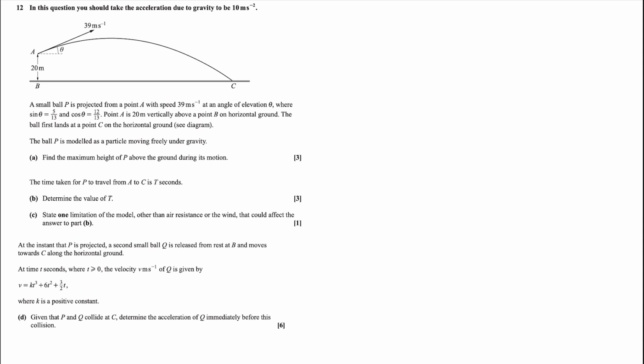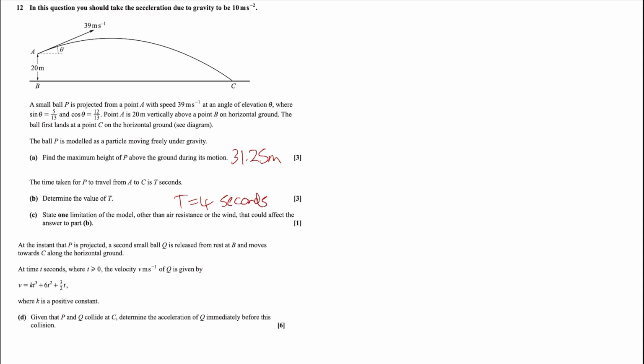Okay, so what have we seen so far? Well, we've seen that the maximum height above the ground was 31.25, and we've also seen that t equals 4. So in other words, for the particle to get from A to C was 4 seconds.